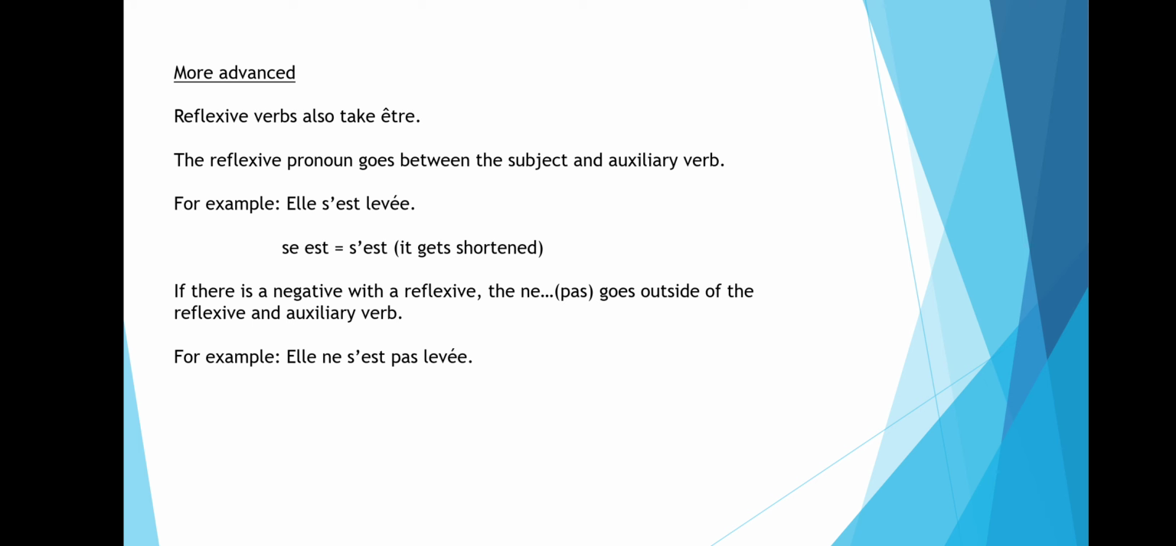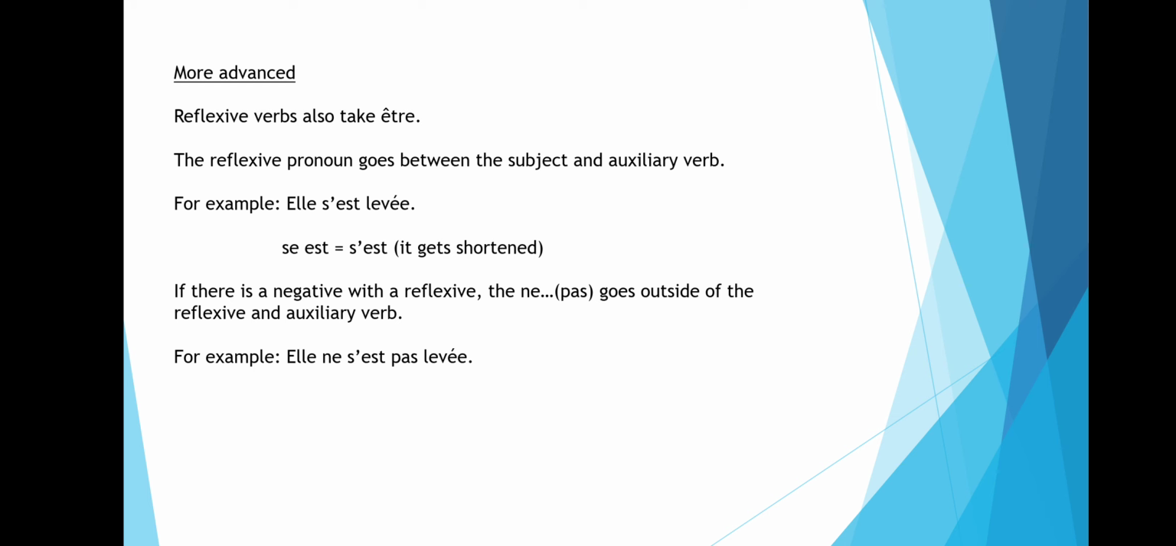So this is more advanced, it's harder. So reflexive verbs also take être. The reflexive pronoun goes between the subject and auxiliary verb. For example, elle s'est levée, and the reflexive pronoun is se, but it gets shortened, contracted, because if two e's are next to each other, then it gets contracted.